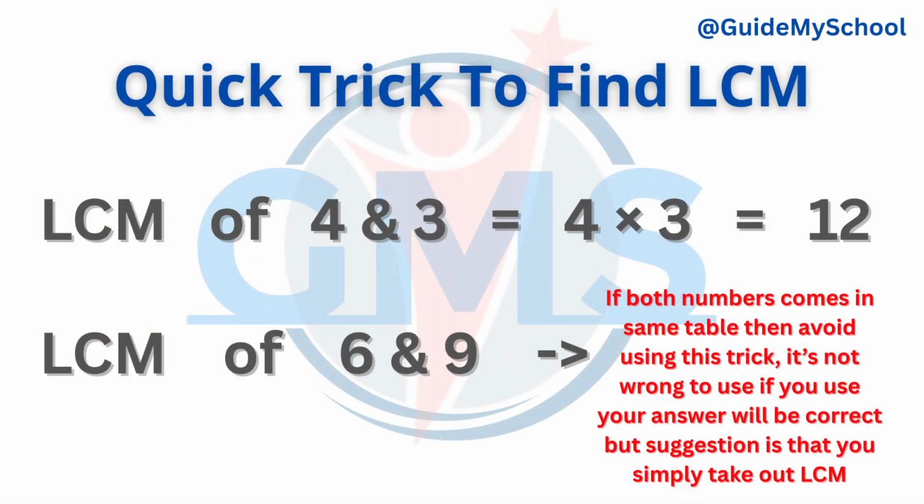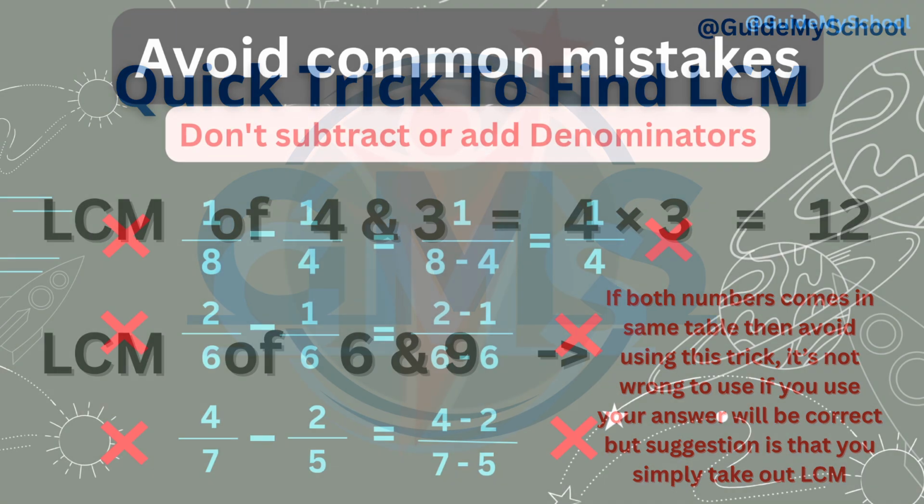When you have two numbers that don't come in a common table, that is, not in the same table, then you can multiply them and you will get the LCM. But if you have numbers that are present in the same table, then when you multiply them, that will not be the LCM, but can be used in place of LCM. But I will suggest to simply take out the LCM in that case.